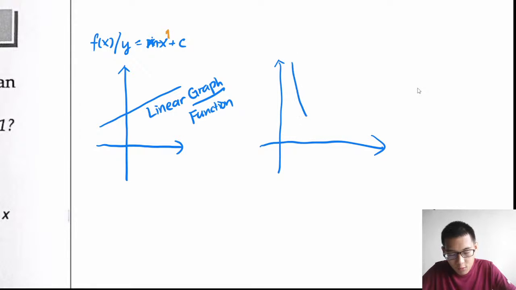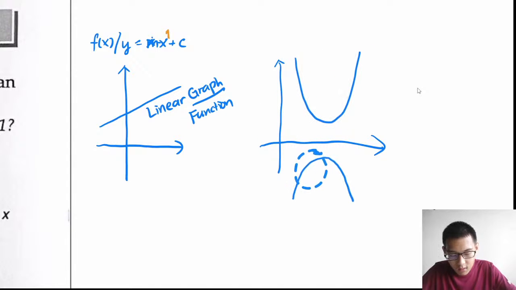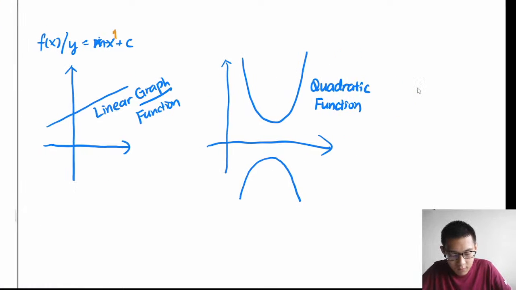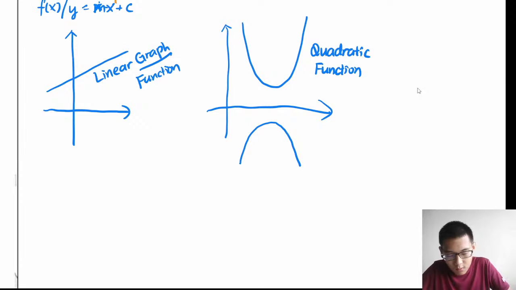So if we have a shape like a U, or an inverted U, sometimes the position is like that, upper here, or here. This one is a quadratic function, so it's a quadratic graph, made by a quadratic function. This one is between x and y.